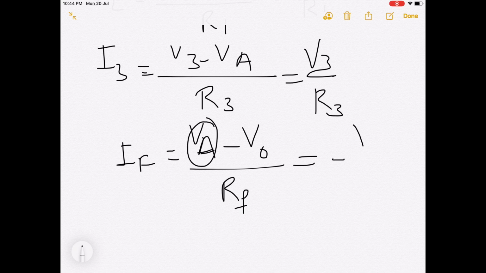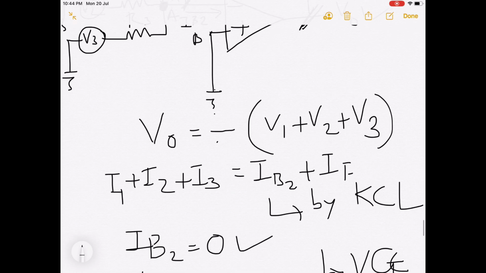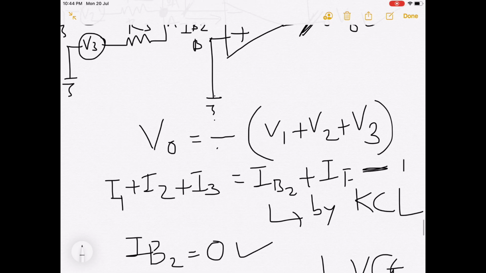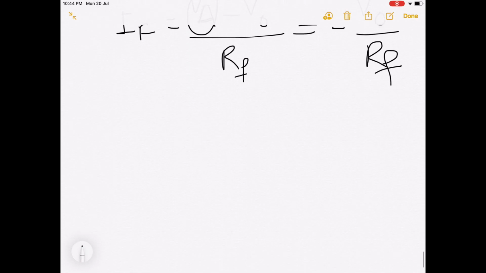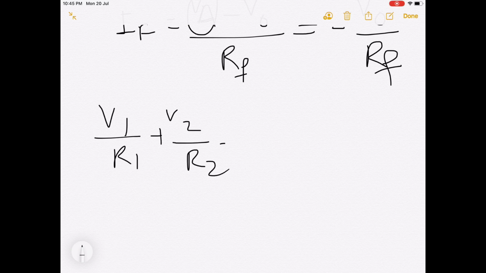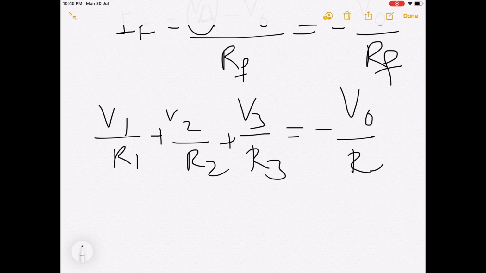So, IF is equal to minus VO divided by RF. Okay. So, this is feedback current. Now, put these all values in the equation. Suppose this is equation number 1. So, I1 plus I2 plus I3 is nothing but V1 by R1 plus V2 by R2 plus V3 by R3 is equal to minus VO by RF.